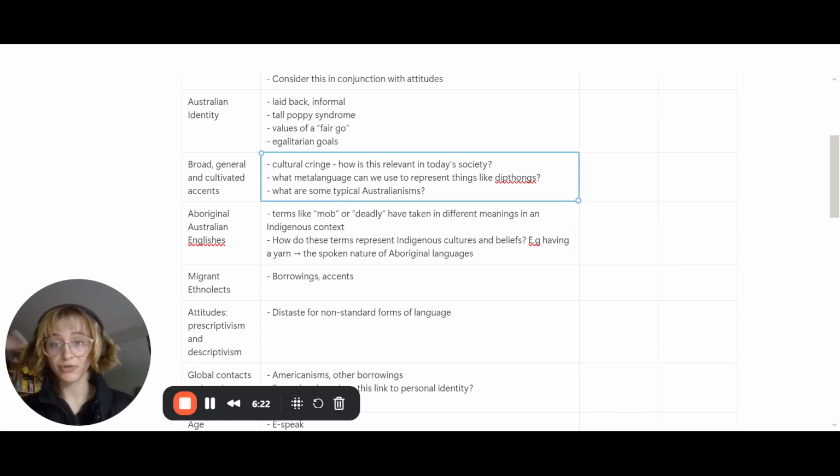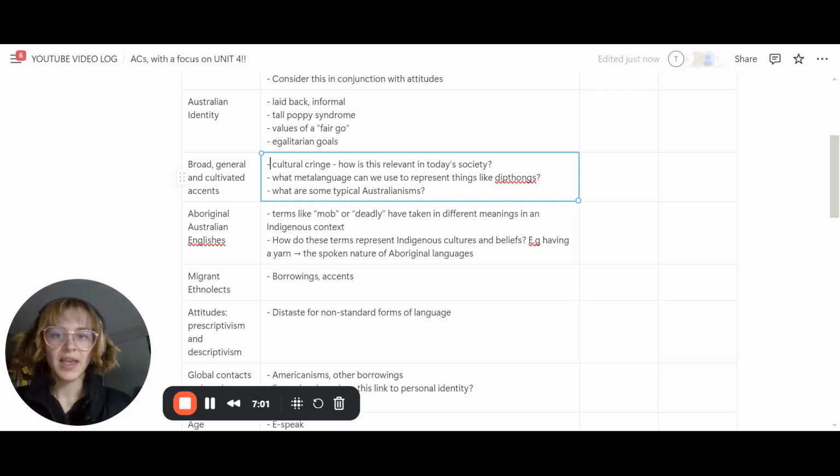But basically, cultural cringe is when the Australian people were kind of more proud of the British, this is colonial Australia, more proud of their British heritage. So they picked up this cultivated accent, which is more like received pronunciation in the British accent. And then tall poppy syndrome is more the fact that we want to cut down those hoity-toity cultivated accent people. So that's a response. That's where the broad accent came from. This is more essay stuff. Good to know, especially when you're analyzing it, but you wouldn't explain this all in your AC. This is your background information.